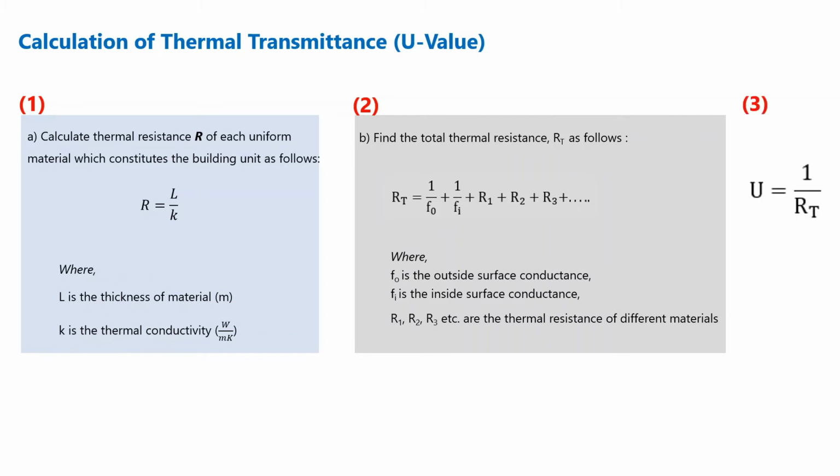And the third step is to find the U value. It is the reciprocal of RT, total thermal resistance. So there are 3 steps involved. Calculate the thermal resistance of each material, then find out the sum along with the Fi and Fo values, and then the reciprocal of the total thermal resistance is the U value.